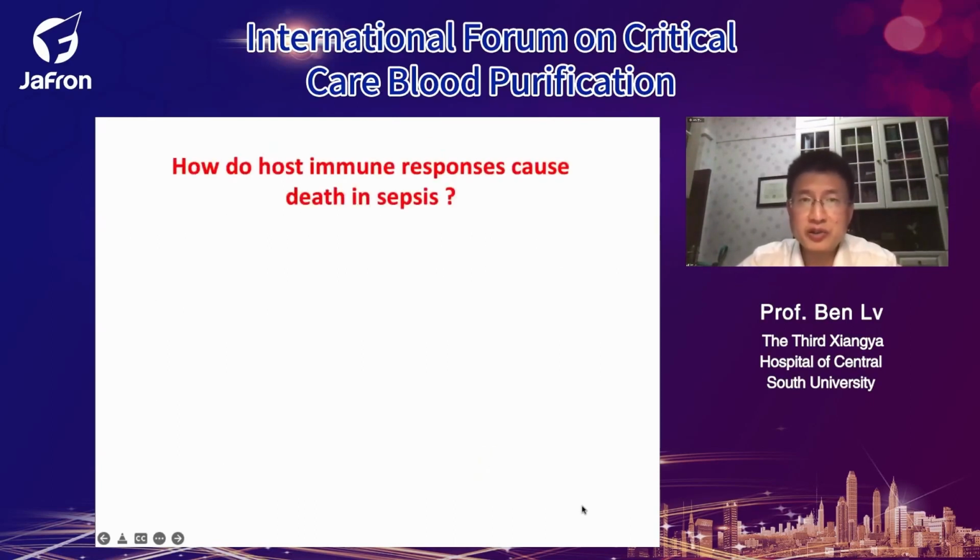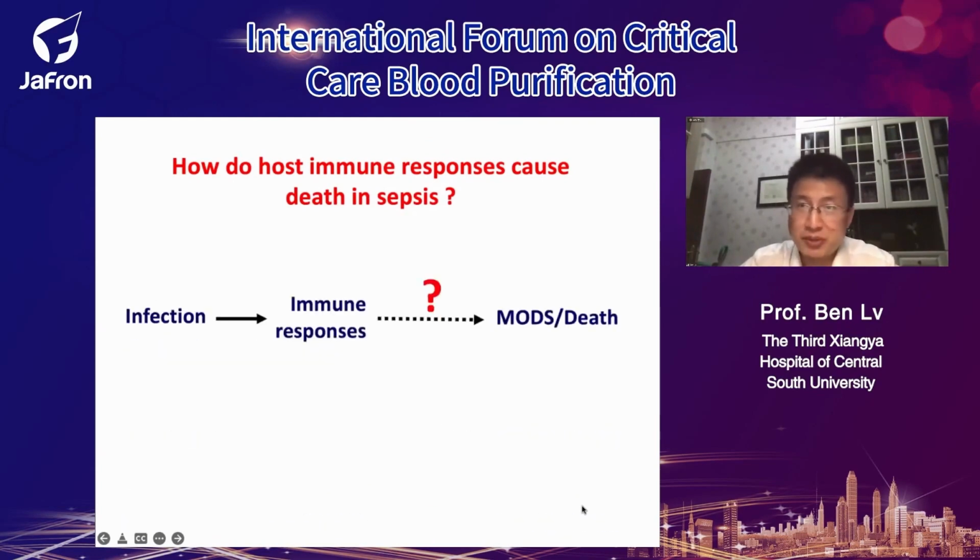So how does the host immune response cause death in sepsis? This is a very old question. People thought this should be the immune response, inflammation. Everybody talks about inflammation, even in our guidelines and textbooks: the infection causes the immune response, including cytokine and chemokine production. And when those cytokines and chemokines become excessive, they cause multiple organ dysfunction and death.